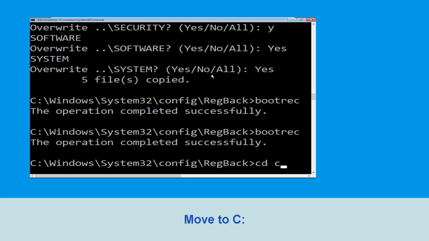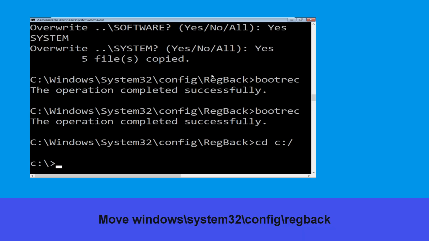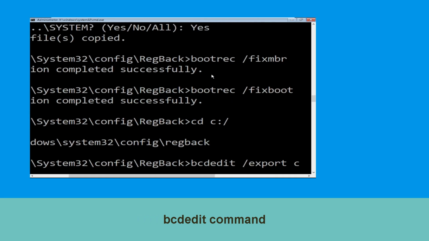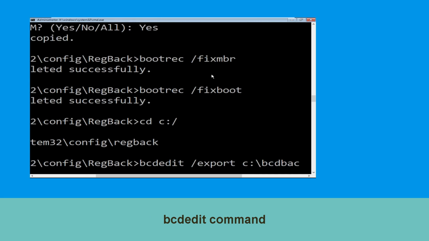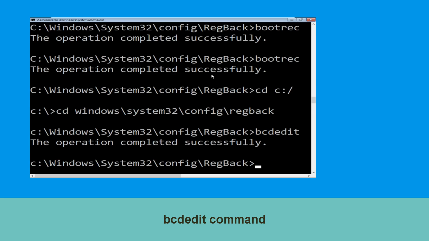Now execute this command. cd space c:/. Now type cd space Windows/system32/config/regback and hit enter to execute. Now execute this command. Type bcdedit space /export space c:/bcdbackup and simply hit enter to execute this command. Then move to the next one.